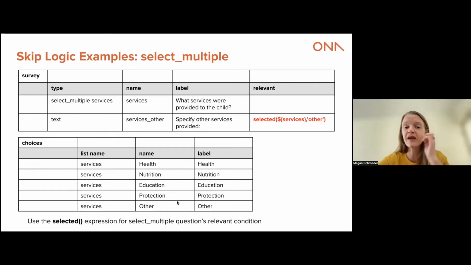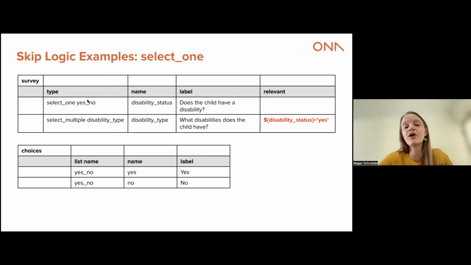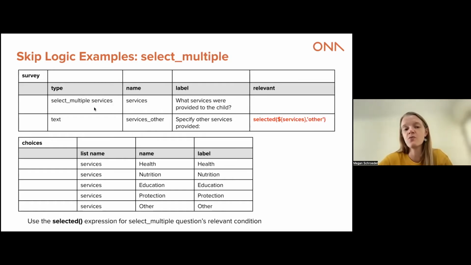So in this case, because it's a select multiple, that means we can have multiple choices. Whereas if we go back to this one, the select one only allows you to select one choice option. So it's easy to reference it using the equal sign. However, when you have more than one choice option selected, we need to reference the specific choice that would relate to this question and cause that question to appear. So in this case, from the multiple choice options, this question should only appear when other is selected.